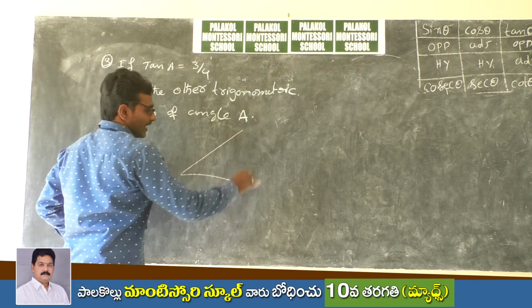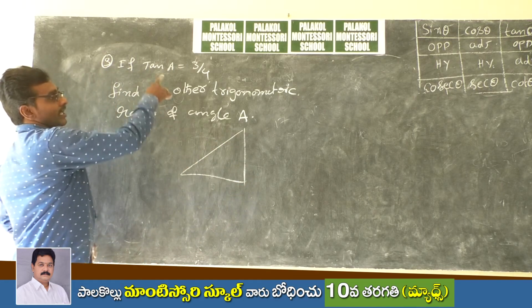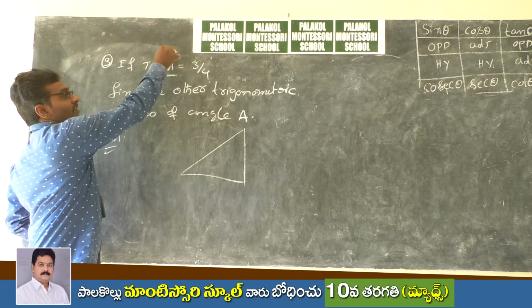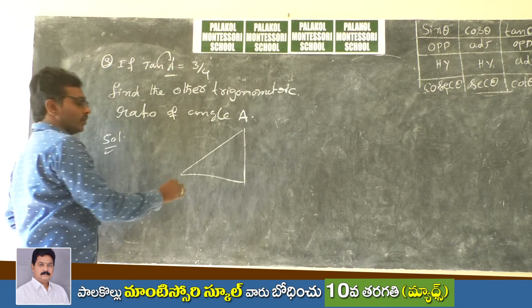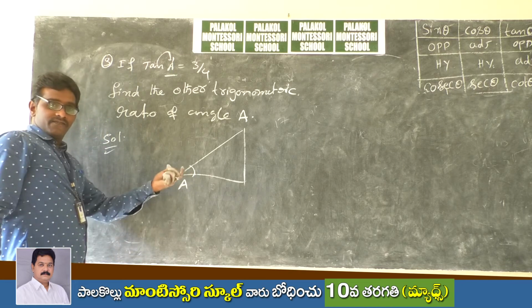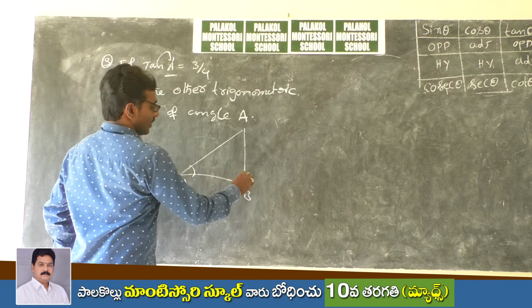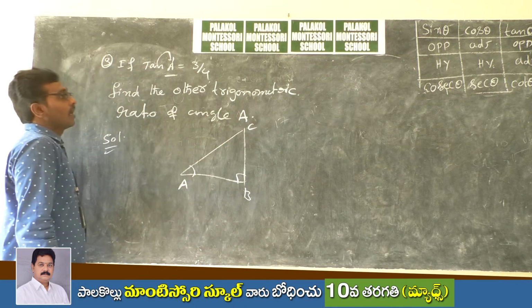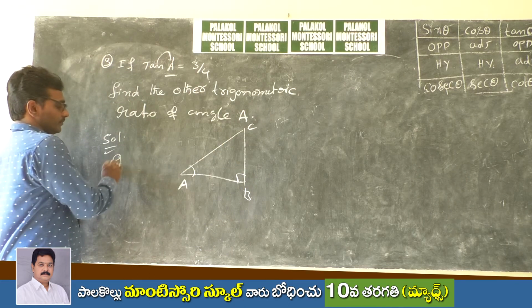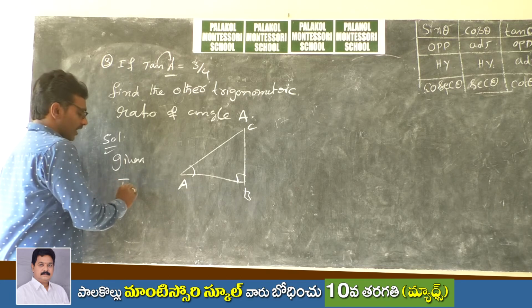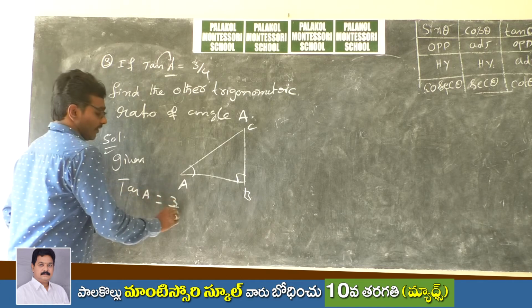Draw the right angle triangle first. We have tan A. In this tan function, A is considered the acute angle. So that angle is fixed on the base. So A is the acute angle, B is 90 degrees, C. So tan A is given. Tan A is equal to 3 by 4.